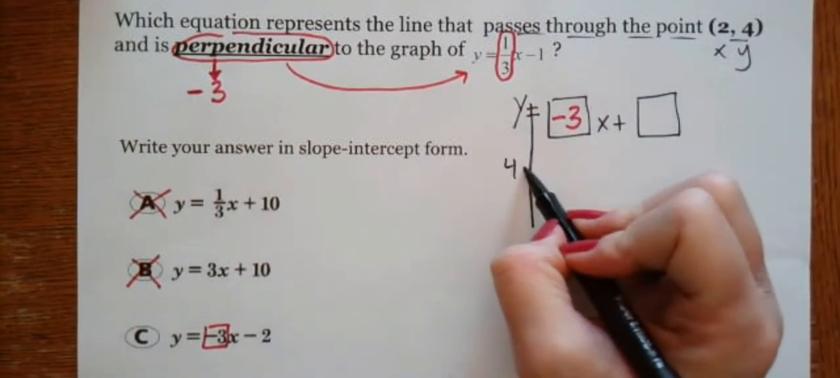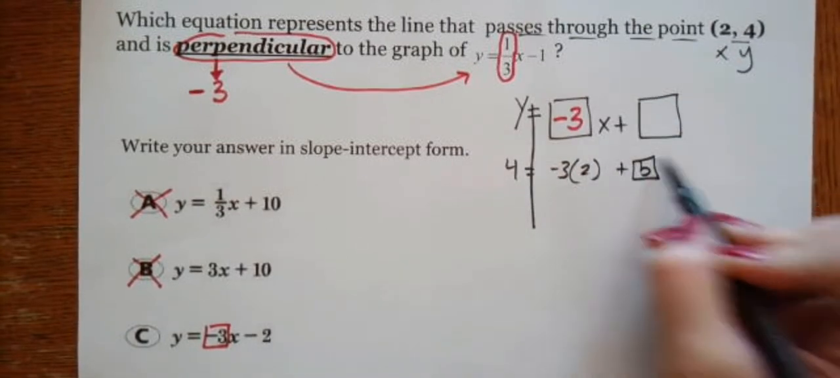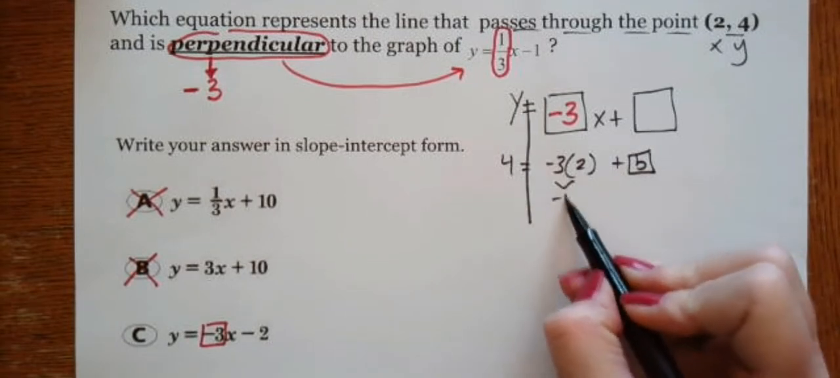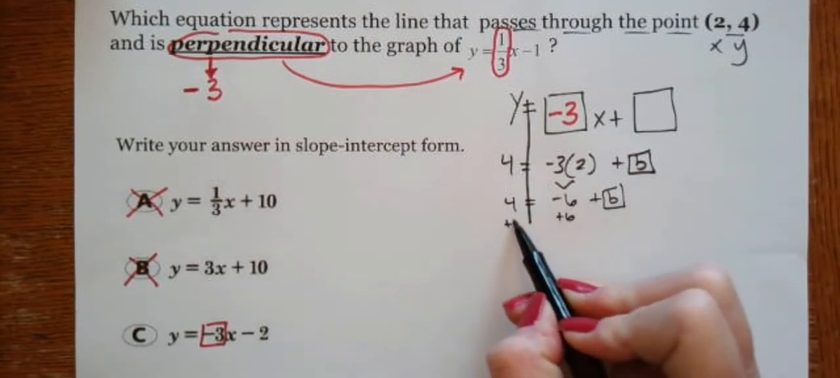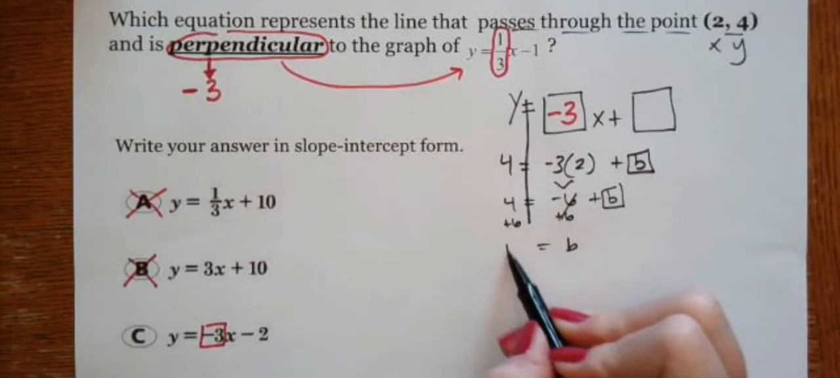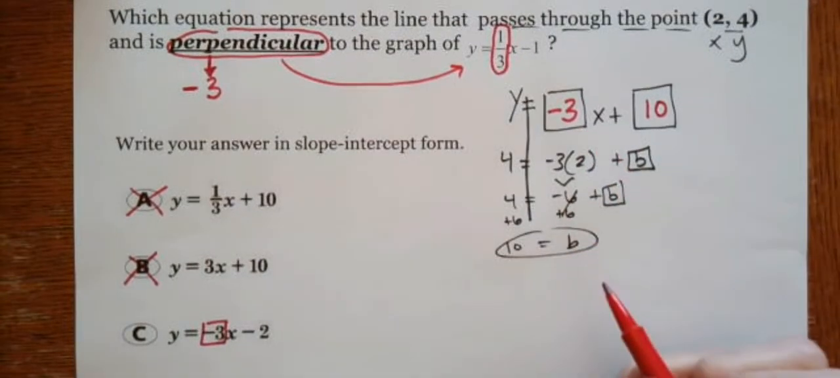4 is the y. The x is 2. Plus b. Let's solve. This is negative 6. To get the b by itself, I add 6. And so b equals 10. So what I'm looking for is an intercept of 10.